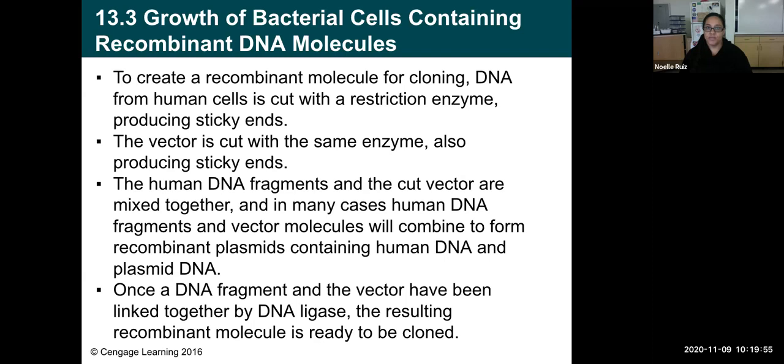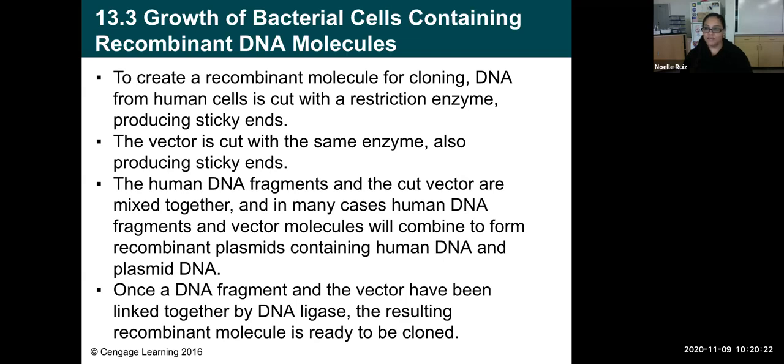So to create a recombinant molecule for cloning, DNA from human cells is cut with a restriction enzyme, producing sticky ends. The vector is cut with the same enzyme, also producing sticky ends, but you want those sticky ends to match, so it's important to use the same enzyme. The human DNA fragments and the cut vector are mixed together. In many cases, the human DNA fragments and vector molecules will combine to form recombinant plasmids, like we just saw in that GIF.